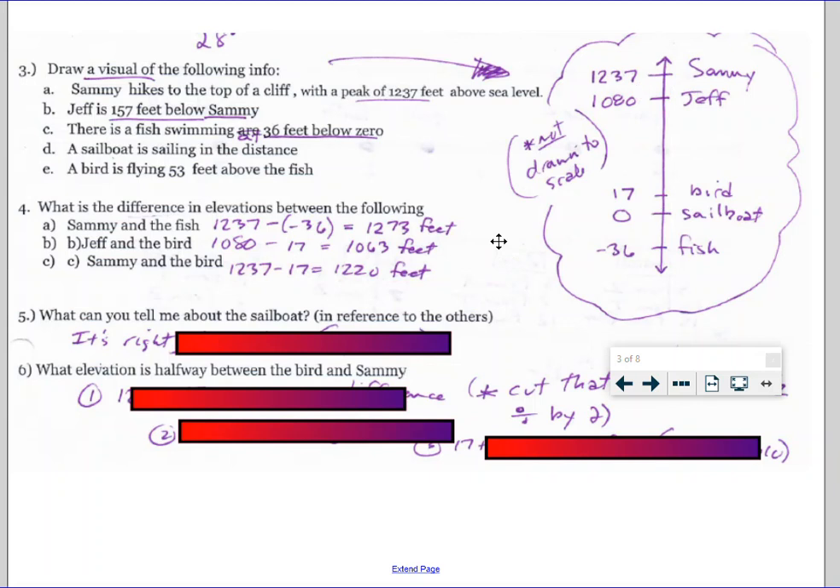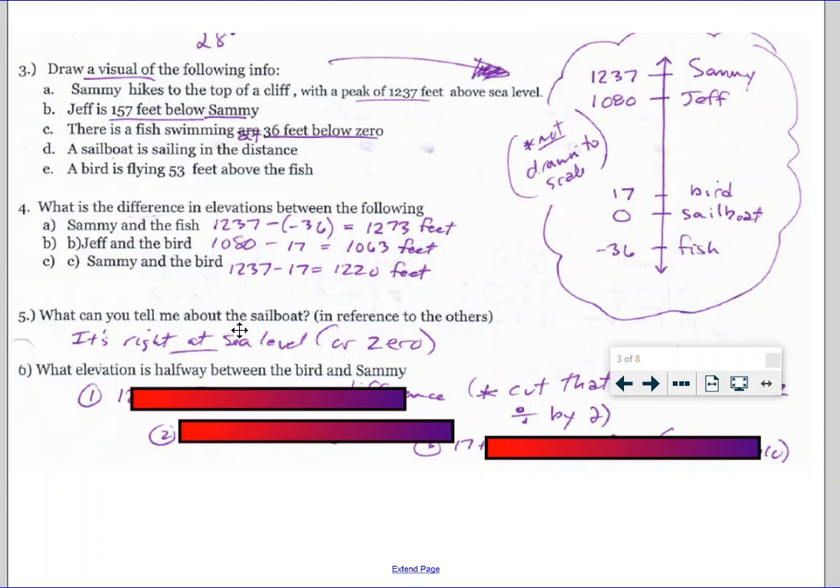Number 5, what can you tell me about the sailboat in reference to the others? Well, the sailboat was the only thing that was at 0. And the reason it's at 0 is because it's on the water. I mean, that's basically sea level right there. So that is what we know about the sailboat.